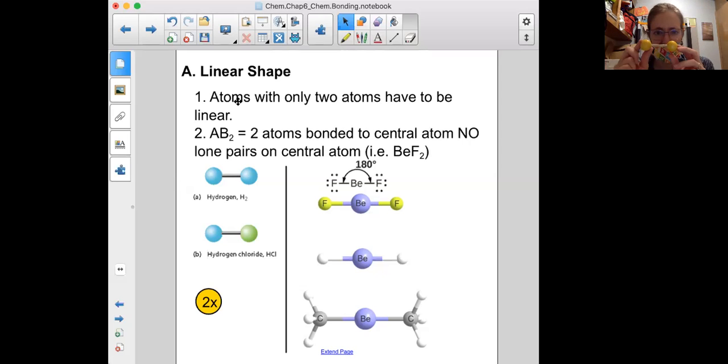You can make hydrogen chloride, okay? The yellow with a green. Hydrogen chloride. This would be the hydrogen, this is the chlorine. So when you just have two atoms, the only shape it can be is linear.